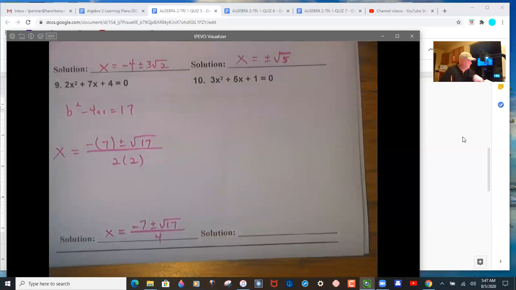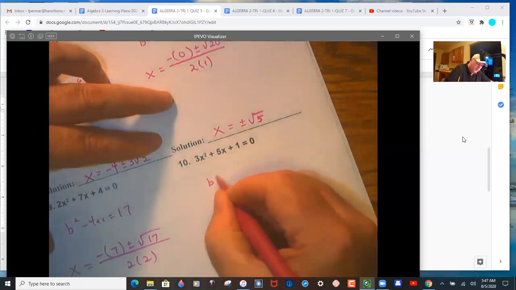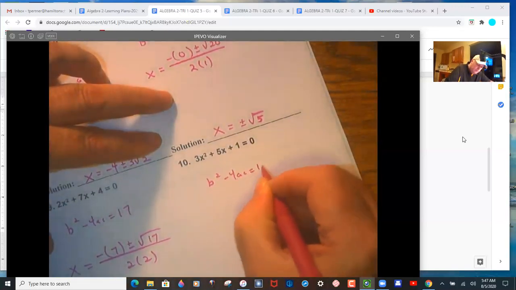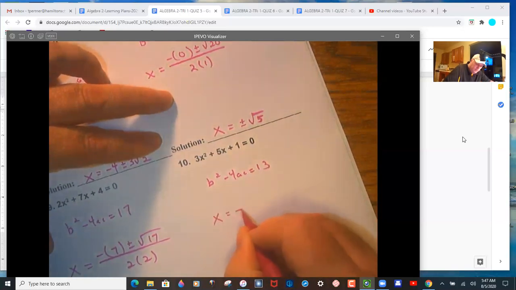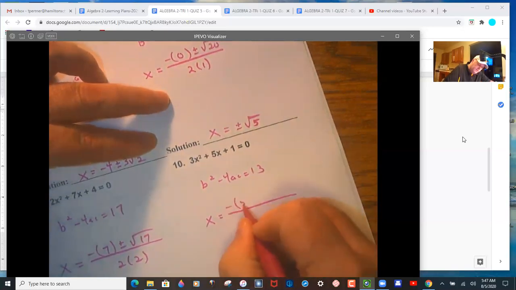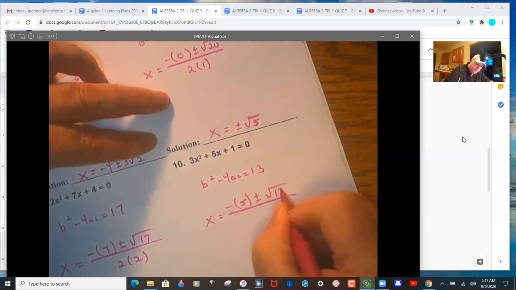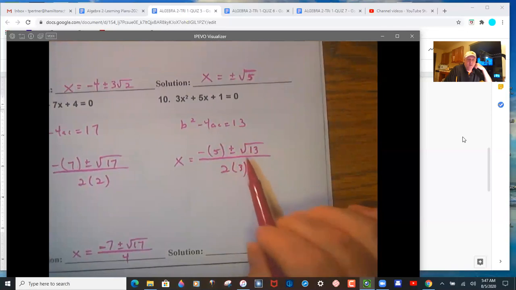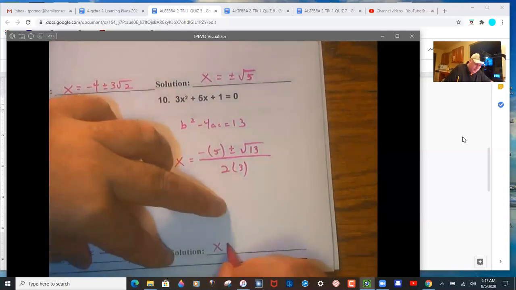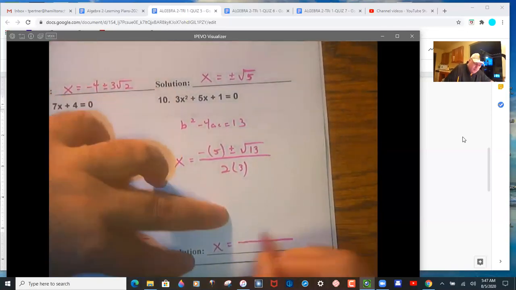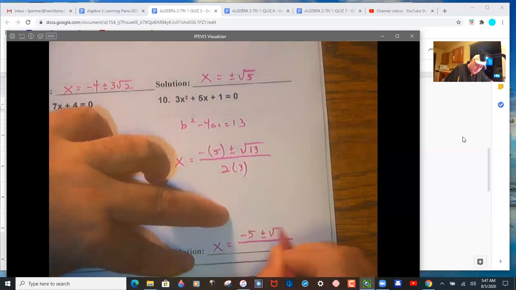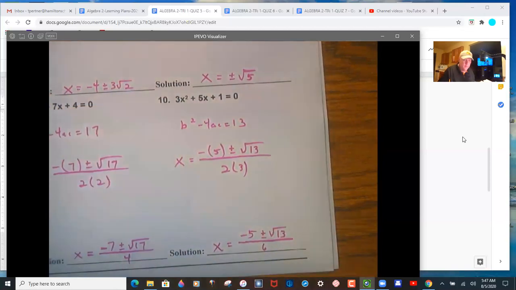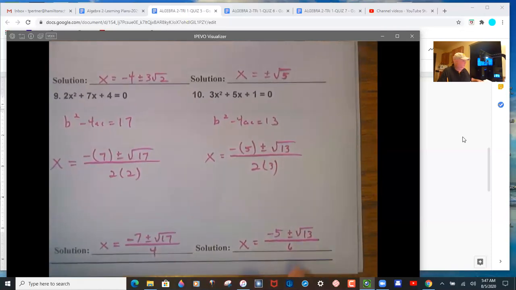And number 10, b squared minus 4ac is 13. So all the same thing, 5 plus and minus 13 over 2 times 3. So 5, 1, and 6, nothing will go into all of those except for 1. So sometimes it does not reduce out. And I try to give a healthy number of those.